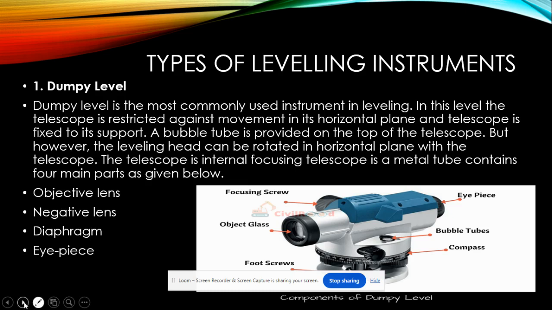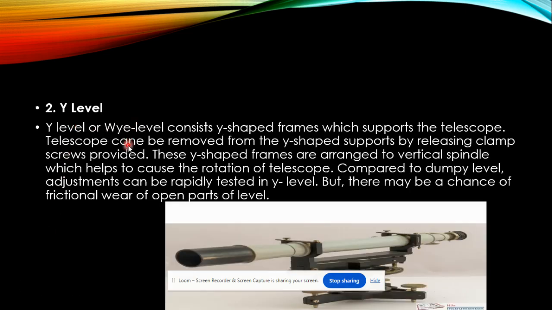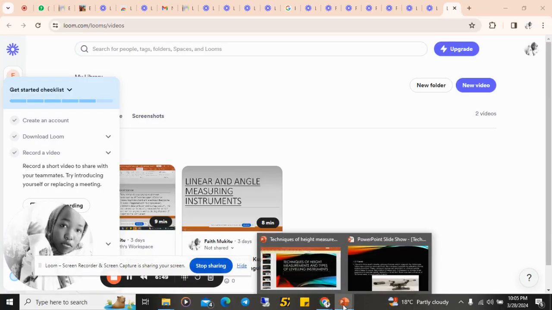And then the second type is the Y level. The Y level consists of a Y-shaped frame which supports the telescope. The telescope can be removed from the Y-shaped support by releasing the clamp screws provided.